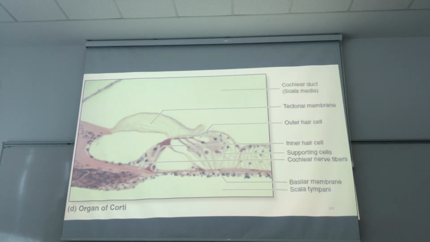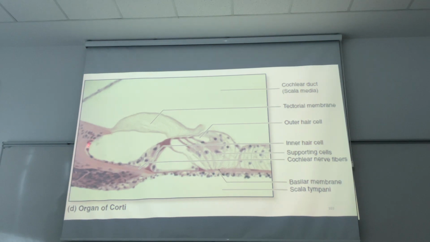Let me look at the histologic section. What is the name of this part? Cochlear duct or scala media. What is the name of this part? It's not right. Vestibular, scala vestibuli. And this is our vestibular membrane. Okay? What is the name of this cavity? Scala tympani. And this is our basilar membrane.